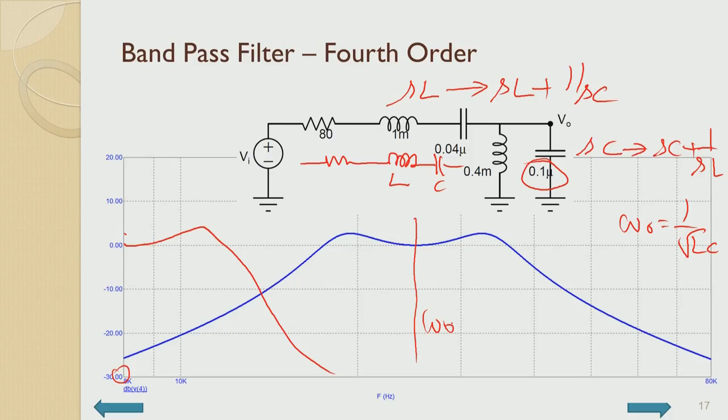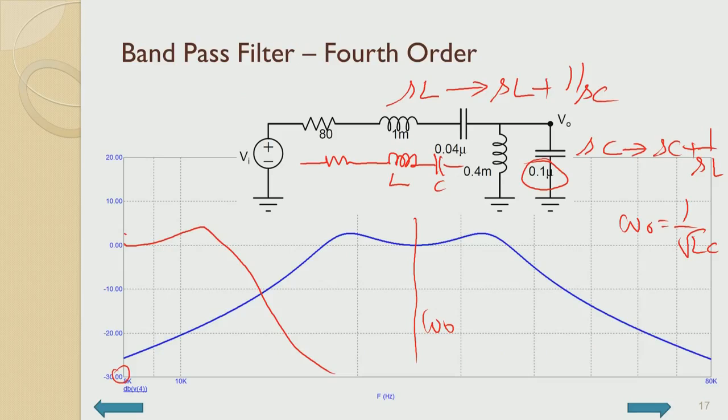Please remember this, the filter which was originally a second order filter now becomes a fourth order filter function. It has the same magnitude function centered around omega naught now. This is the simplicity of design.